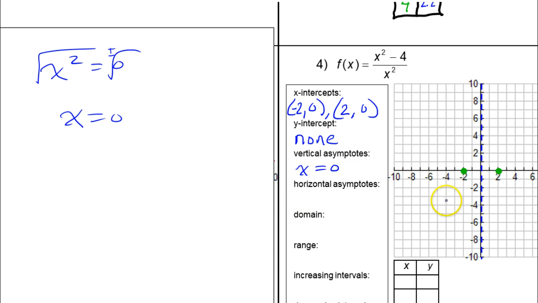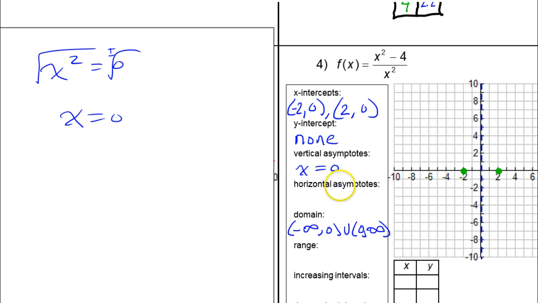We could do the domain right now, just based on the vertical asymptote. It's going to be negative infinity to 0 and then 0 to infinity. Alright, the domain is only broken by these vertical asymptotes. So negative infinity to 0, union 0 to infinity.